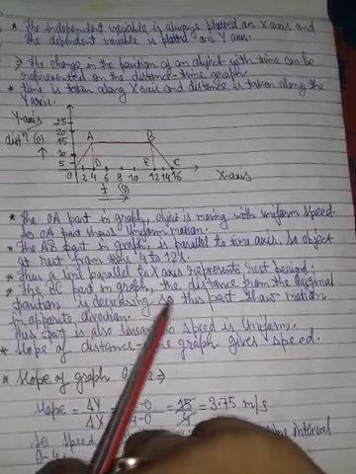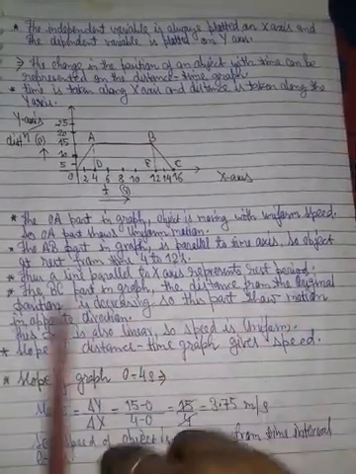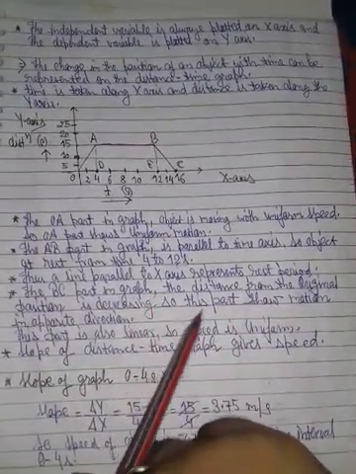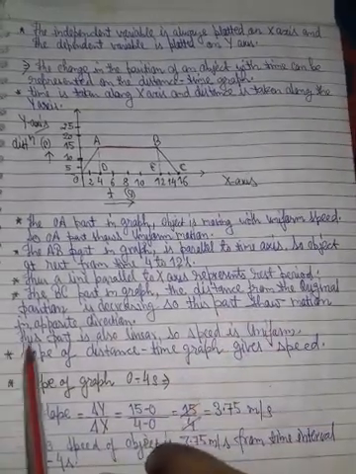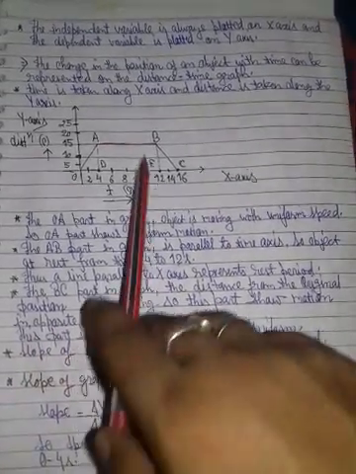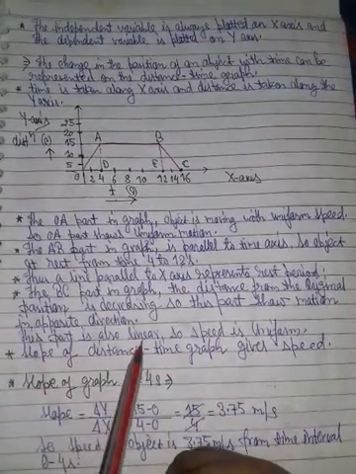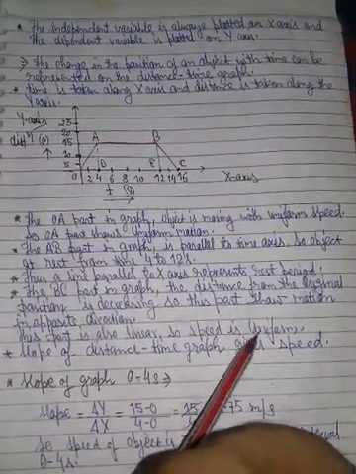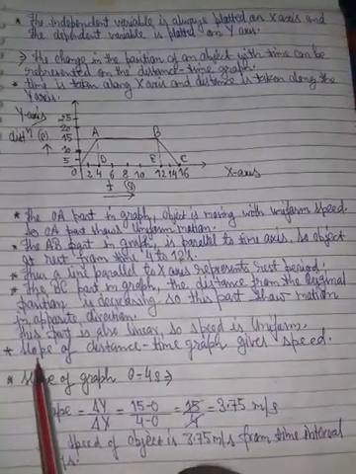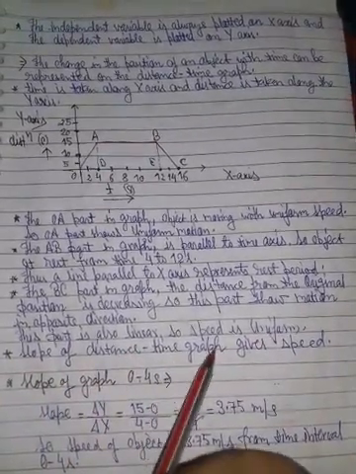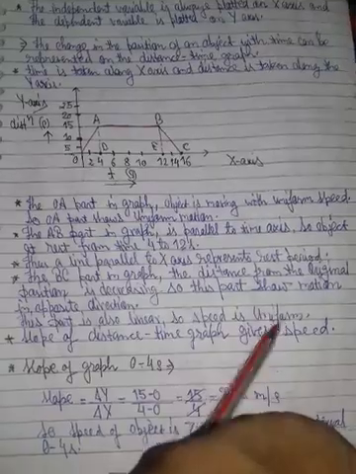In the BC part of the graph, the distance from the origin is decreasing, so that part shows motion in the opposite direction. This part is also linear, so the speed is uniform. And the next point: the slope of a distance-time graph gives speed.